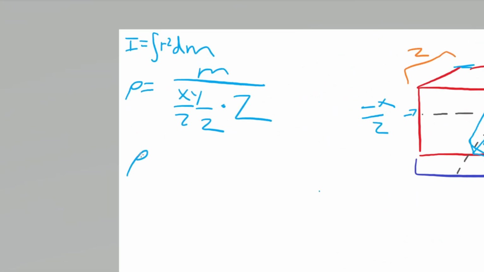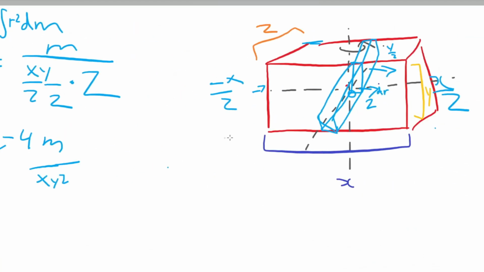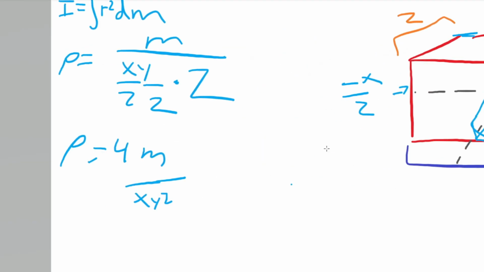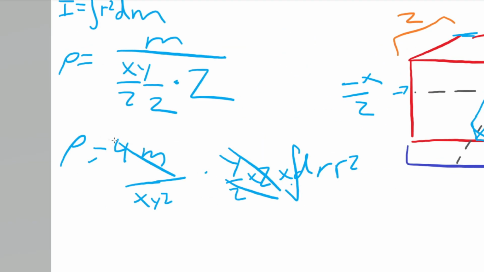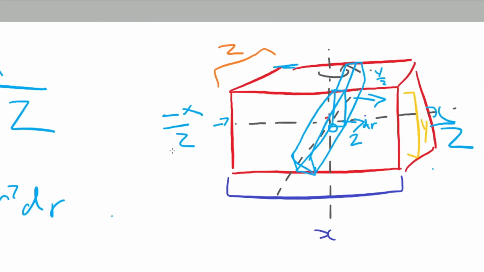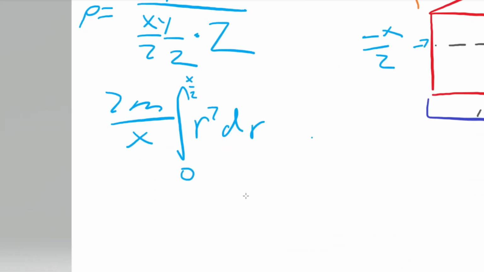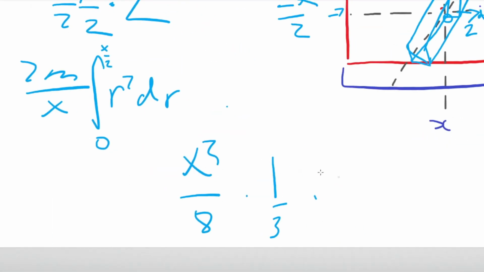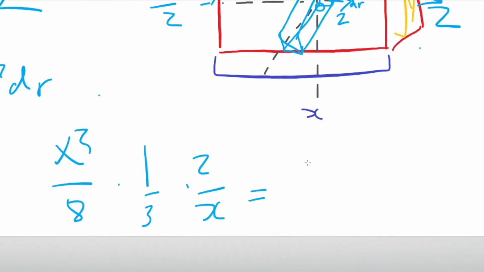Anyways, so rho equals m over xyz. And like I showed before, dr is changing, and y over 2 and z are constants, so y over 2 times z times the integral of r squared dr, and that's 2m over x, the integral of r squared dr from 0 to x. So that's r cubed over 3, with x cubed over 8, times 1/3 times 2 over x, and that's just equal to m x squared over 12.